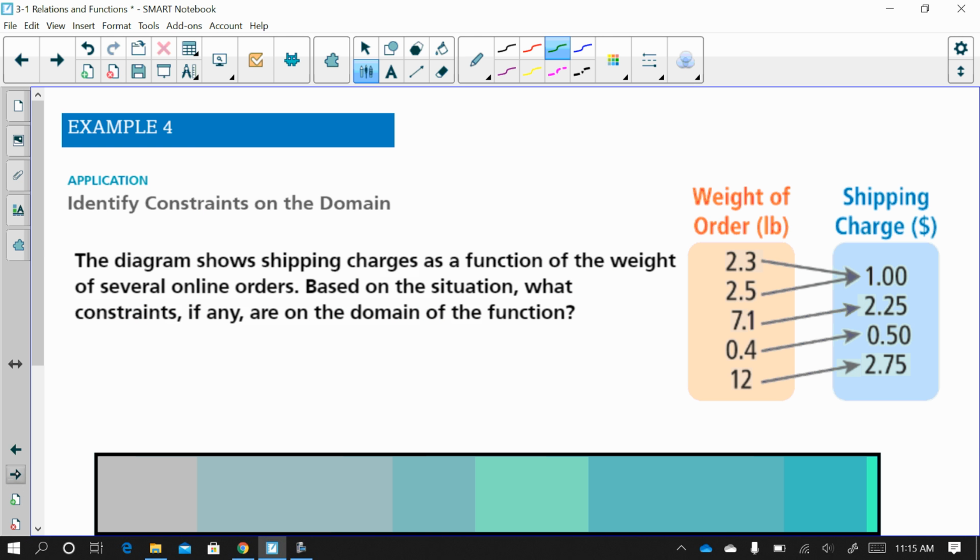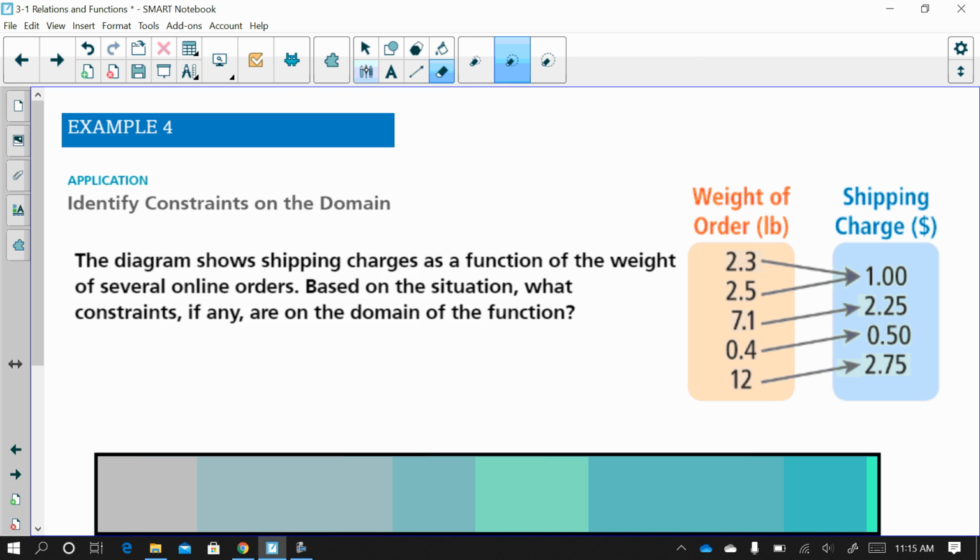Right, so now we're moving on to something called constraints. Okay, constraints, think of it as like cutoffs. I can only have these certain things. Okay, so the diagram here shows shipping charges as a function of the weight. Okay, so how much you have to pay depends on how much it weighs. Okay, so based on the situation, what constraints, if any, are on the domain of the function?